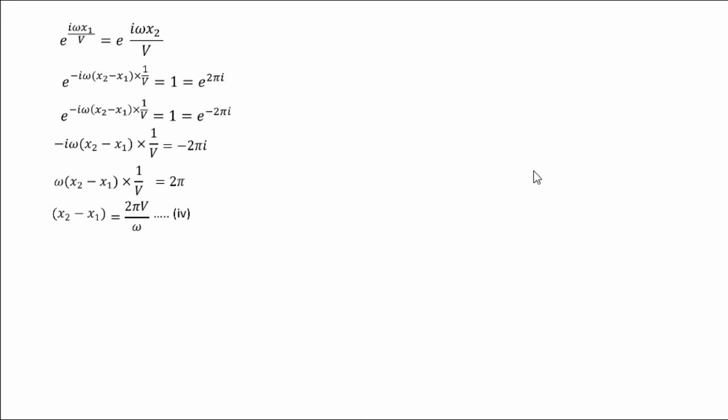Proceed on. e^{−iω(x2 − x1)(1/v)} = 1, that is equal to e^{−2πi}. So we can remove e from both sides, then we get −iω(x2 − x1)(1/v) = −2πi. That is, ω(x2 − x1)(1/v) = 2π.